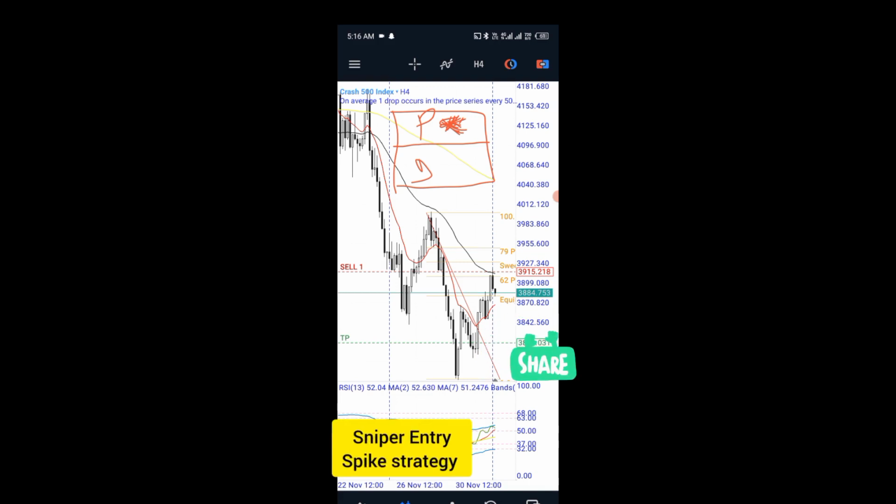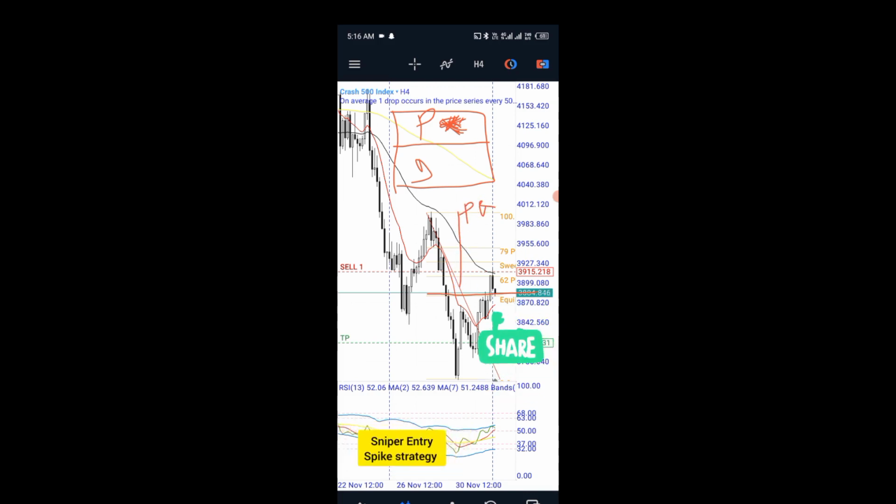So you can see very well, this is my equilibrium here, and anything above here is my premium. So my entry can be this. Once I'm able to frame this setup, what I will do is go back and mark my order block.